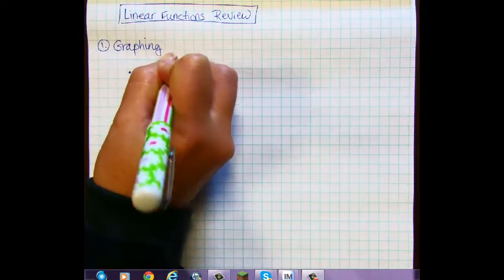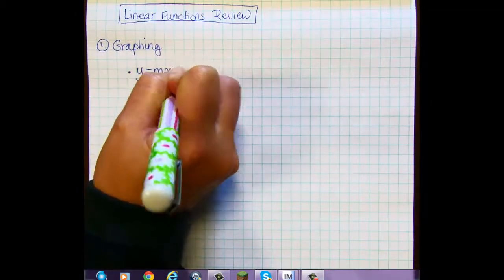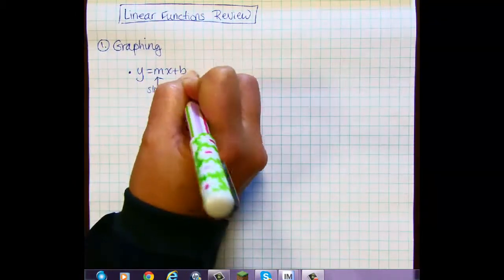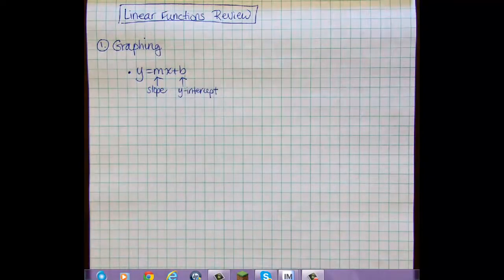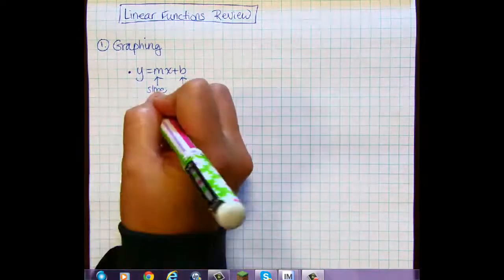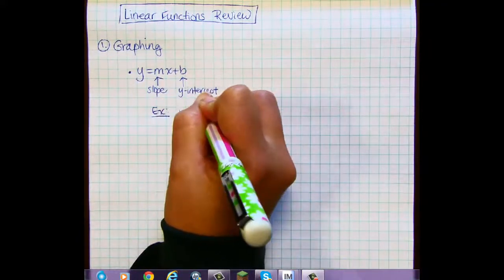Hopefully you know by now that generally an equation of a line is in y equals mx plus b form. M is your slope and b is your y-intercept. So it's really easy to graph when you're given equations in that form. Let's do a couple of examples.